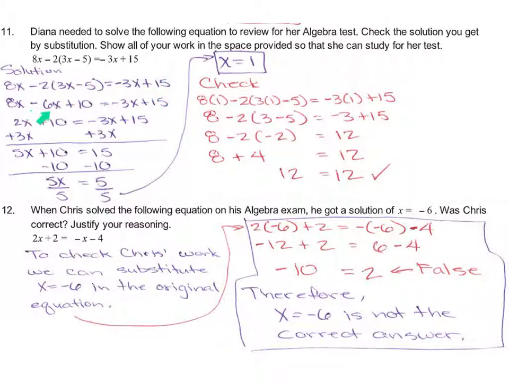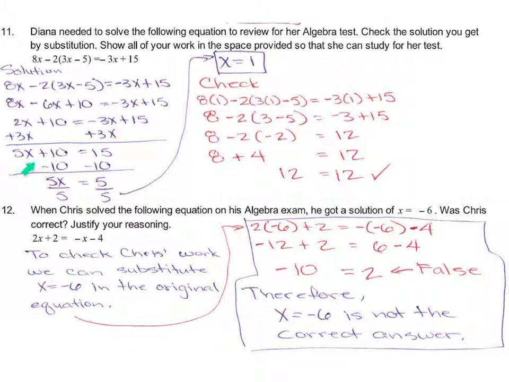So you distribute the negative 2, you end up with 8x minus 6x plus 10 is equal to negative 3x plus 15. From there, we can combine the 8x minus 6x, which would give us 2x. Once we have 2x, you just bring down the plus 10, then it's equal to negative 3x plus 15. Add 3x to both sides, you end up with 5x plus 10 is equal to 15.